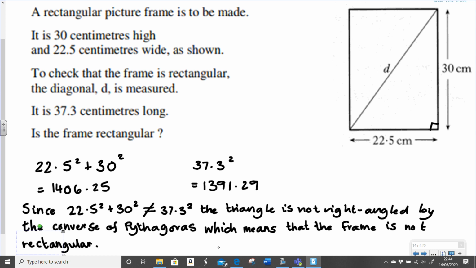So remember, when we're answering questions like this, we want to do two separate calculations, one with the short sides squared and added, one with the long side, two separate calculations. We then compare the answers, we make a statement, and we include the converse of Pythagoras in our answer. And we also have to think about the question, so we may have to refer to the question in our answer as well.